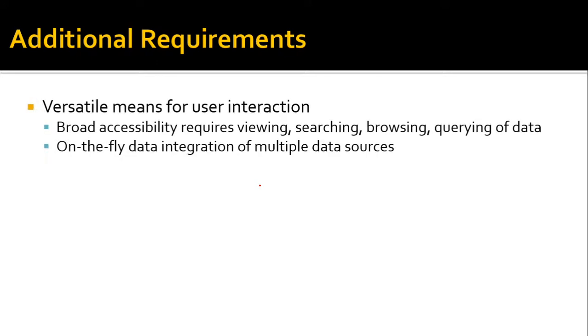There are some additional requirements that we need to have. For example, we need different ways to interact with this huge data set, or in summary, the semantic web. As we see in the case of the web of documents, we can view a document, search for a document, and browse. Similarly, we can view, search, browse or query the data as we can do in the web of documents. And in many cases, we want data integration on the fly involving multiple sources, right?